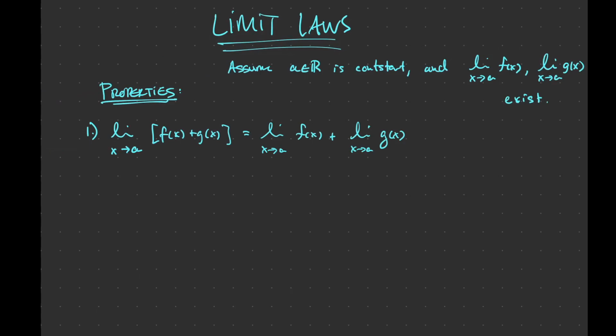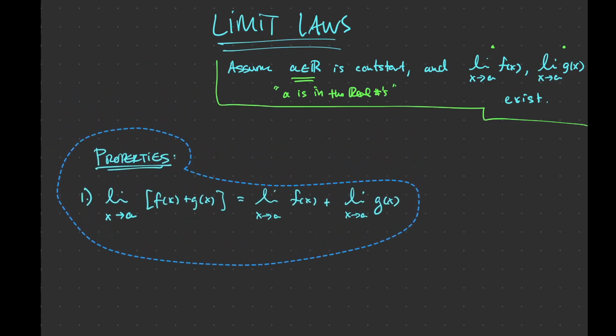Okay, so first things first, we have to define what we're talking about. So we say a ∈ ℝ, this notation means that a is an element of the real numbers, or a is in the real numbers. It's a math way of saying that. And c is a constant, and we know that the limit of f and the limit of g exist at a. These are assumptions that we're going to make for these problems, okay? So then the properties are as such. Let me pull these down here a little bit. And the properties are these.